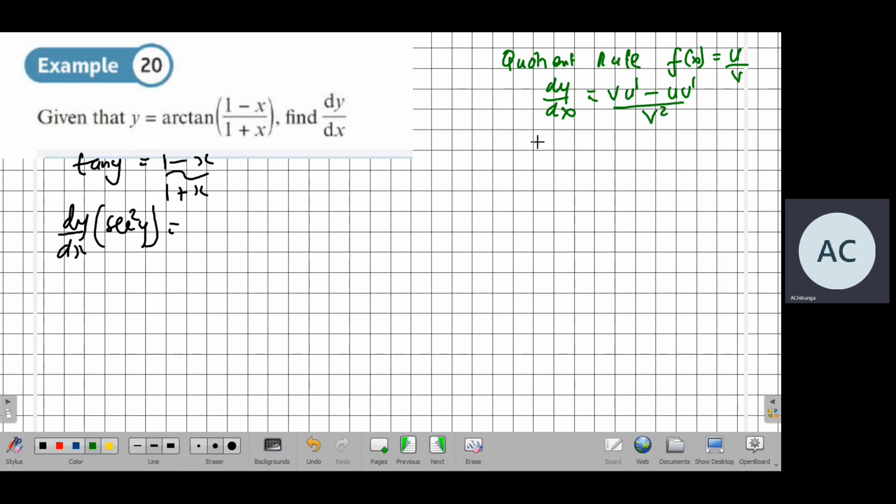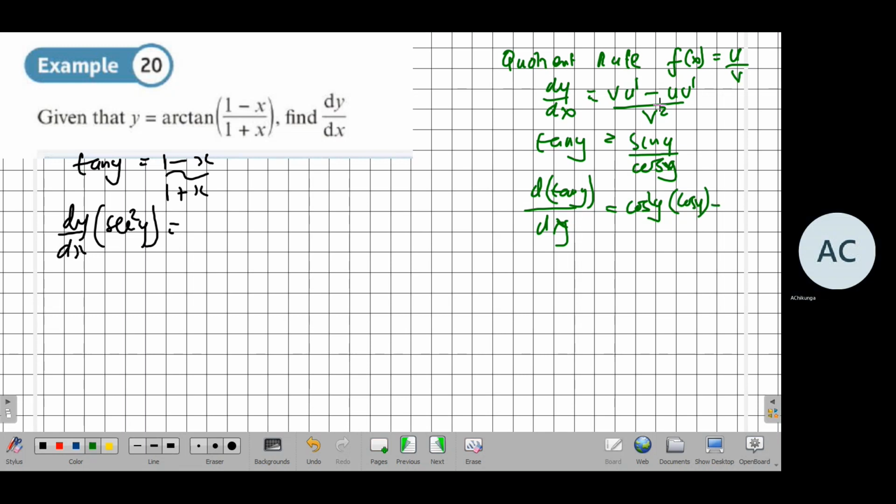So we are going to use that because we know that tan y is equal to sine y over cos y. So the derivative of tan y with respect to y, in this case, is going to be equal to v, which is our cos y, times u prime, which is the derivative of sine, which is cos y again, minus u, which is sine y, times v prime, which is minus sine y, all over cos squared y.